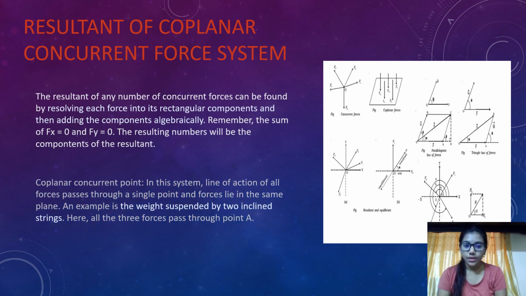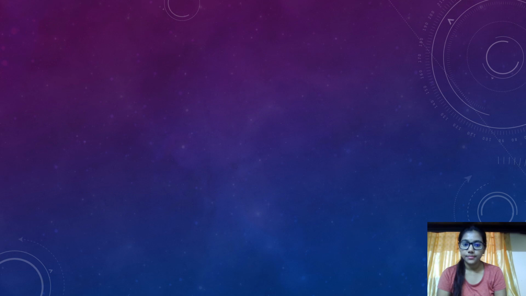Coplanar concurrent point. In this system, the line of action of all forces passes through a single point and the forces lie in the same plane. An example is the weight suspended by two inclined strings. Here, all the three forces pass through a point A.